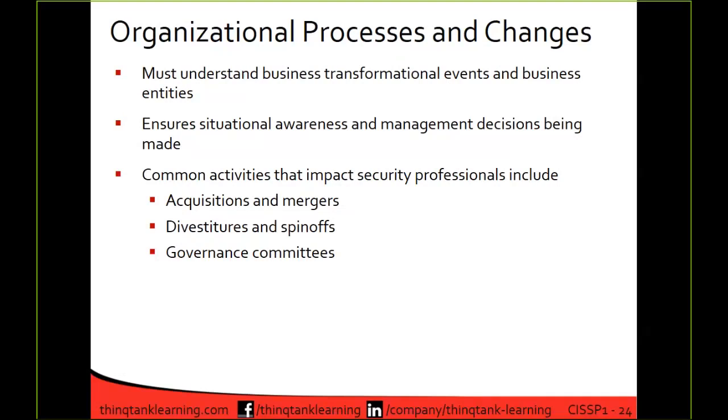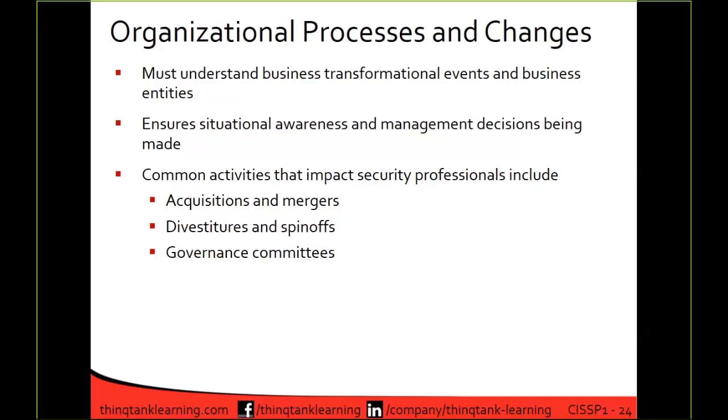Acquisitions, mergers, layoffs. Businesses go through massive layoffs because of the economy. Well, guess what? If you're firing 3,000 people, what's the likelihood that some of those people are probably going to be disgruntled, right? What's the offboarding procedure that you have for those individuals? How do you ensure that they're not taking intellectual property with them, that they're not going to go to a competitor and give them information?